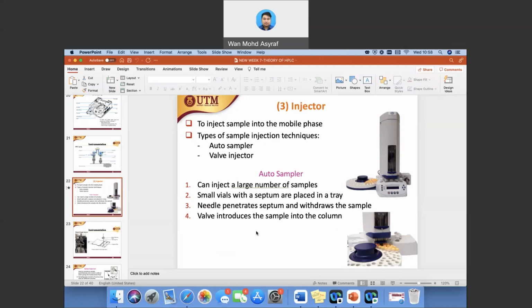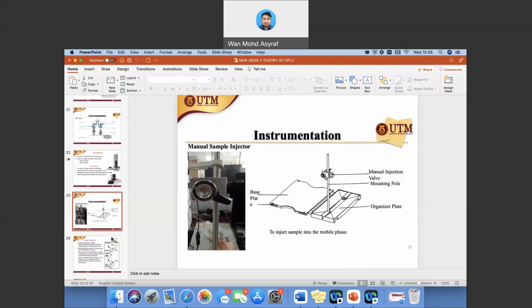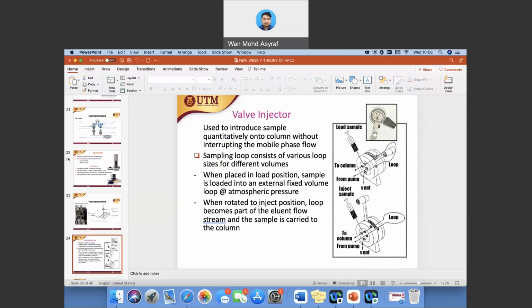You need to do it yourself for the 100 injection. Okay, all right. But I think that for learning purposes, manual injector is much better. Okay, all right. So, valve injector. Okay, so this is the explanation on how the valve injector works.